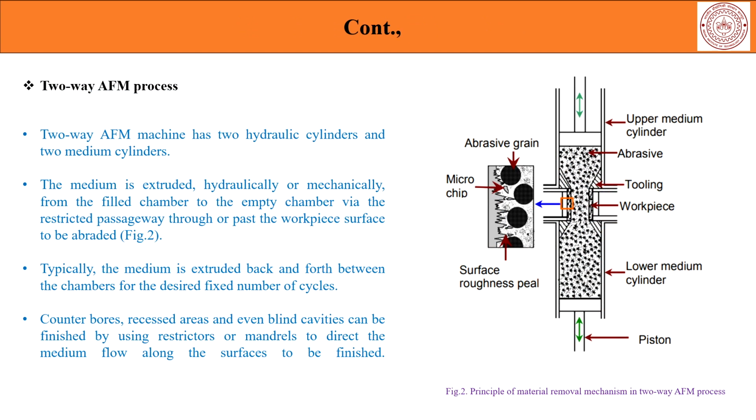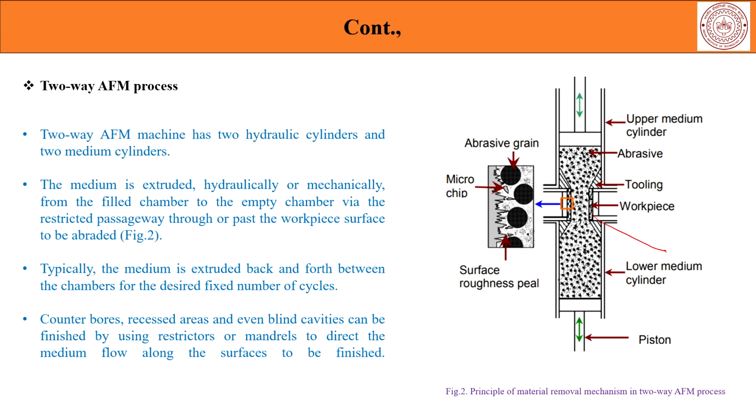The same thing can be slightly varied by a two cylinder or a two piston approach, where rather than moving it unidirectionally, you can make the flow happen in a to and fro manner across the workpiece, which needs to be fine finished. The medium is extruded here hydraulically or mechanically from the filled chamber to the empty chamber via the restricted passageways through or past the workpiece surface to be abraded. But then again, you can do this in a to and fro manner, where it is not just a single directional flow of cut, but cutting happens in both directions of flow of the medium.